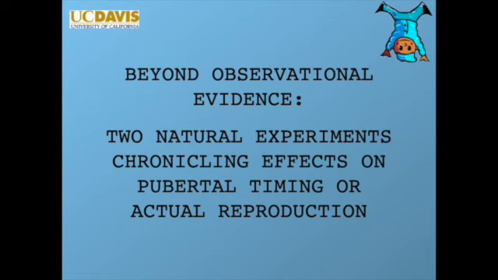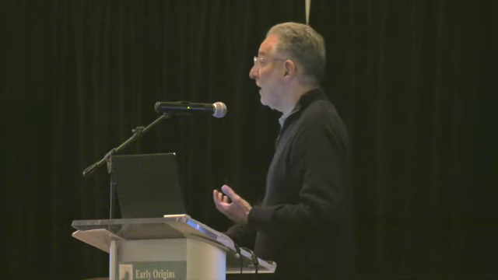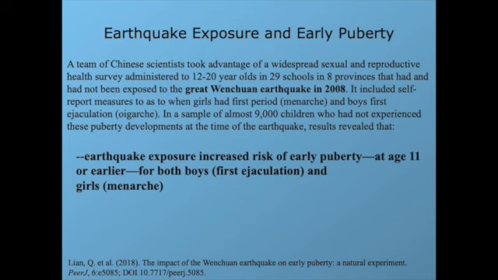lead. It wasn't so natural because policy created the lead timing differences. Here we have nature creating differential exposures. In the first study, we're dealing with an earthquake in China, which randomly assigned some children to exposure and some children to not exposure. Earthquake exposure increased risk of early puberty at age 11 or earlier for both boys as measured by age of first ejaculation and girls in terms of menarche.